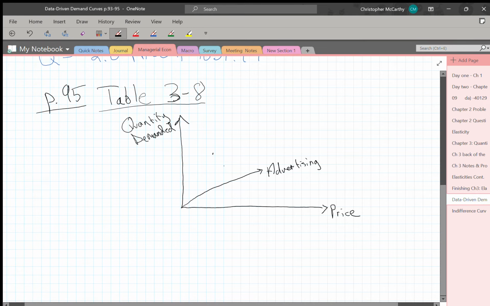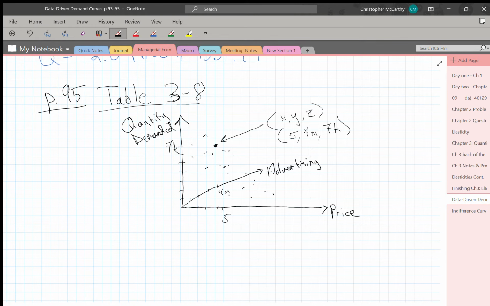And so now all of these different data points that we have, they now have 3 dimensions to them, right? So now this is saying that when my advertising is at $1, $2, $3, $4 million, when my price is at $1, $2, $3, $4, $5, then my quantity demanded is going to be 1, 2, 3, 4, 5, 6, 7. So now instead of just being an XY pair, it's an XYZ pair. So instead of just being price, it's price, advertising, quantity demanded. And there's more dimensions than this, but we can't conceive of them.